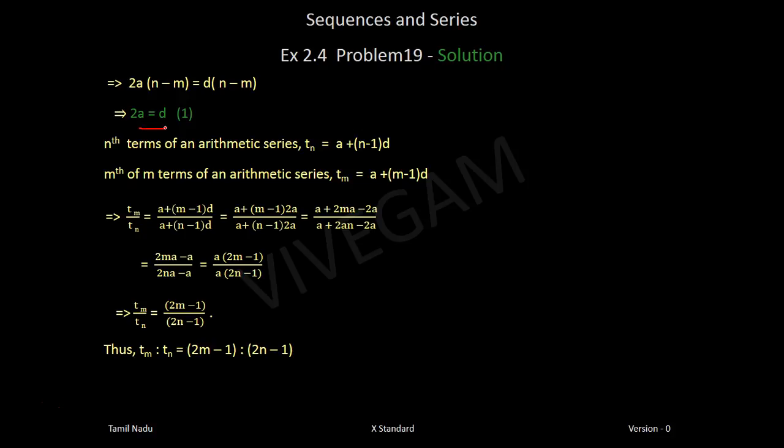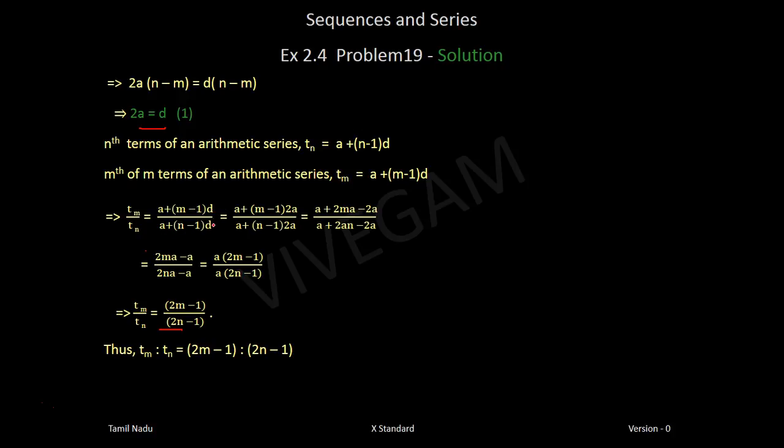Now the second part is, you will have to find tm by tn equal to this value. We have one relationship, 2a equal to d. So calculate tm and tn using the standard formula a plus (n minus 1) into d. So tn equal to this much, tm equal to a plus (m minus 1) into d. So tm by tn will be a plus (m minus 1) into d divided by a plus (n minus 1) into d.